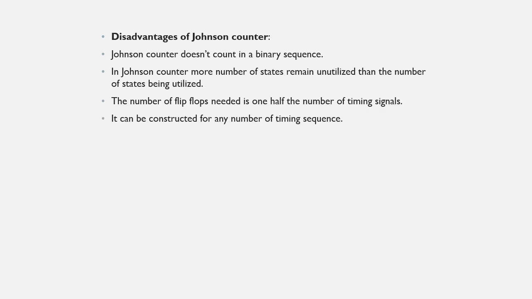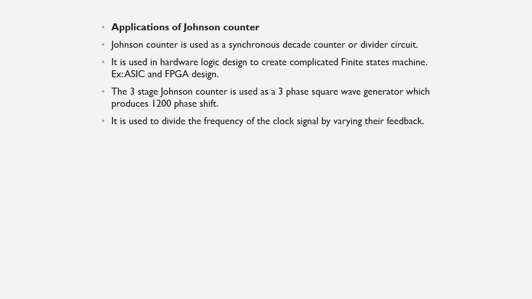Disadvantage of the Johnson counter. The Johnson counter doesn't count in a binary sequence. In a Johnson counter, more decoding gates are required as the number of states increases. The number of flip-flops needed is one half the number of timing signals. It can be constructed for any number of timing sequences.